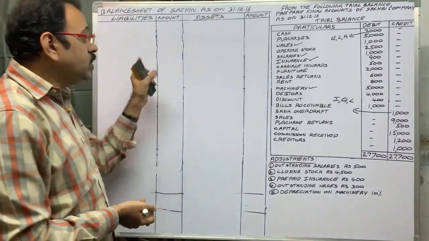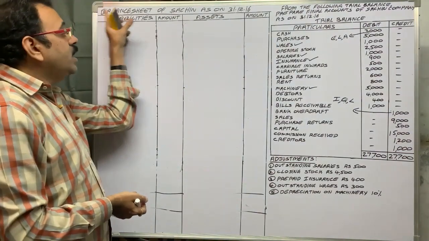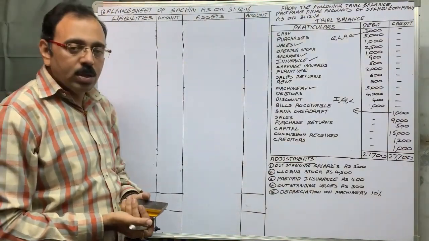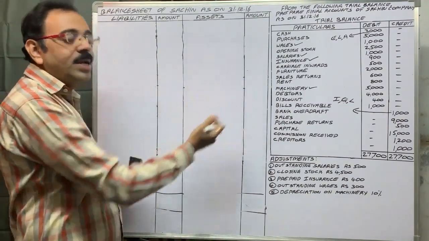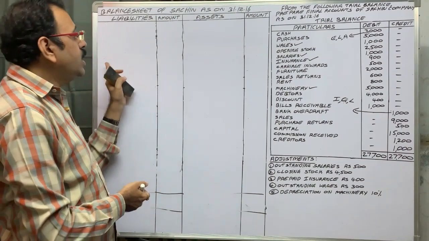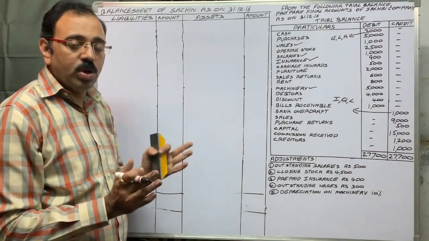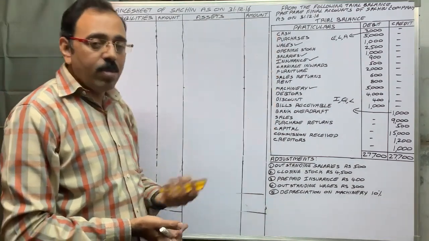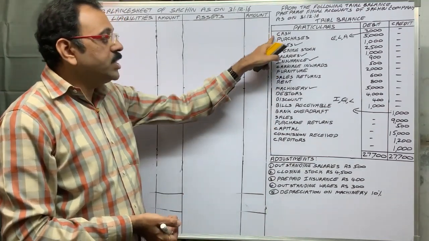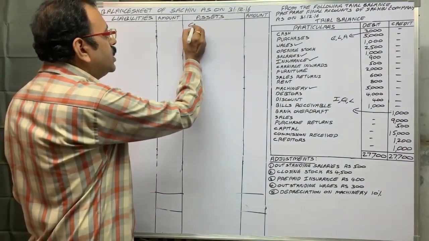Then, this is not an account. That is why I have not written DR, CR symbols. So don't call this side as debit side or credit side. Liability side and asset side. These words only we should use. Now let us see the trial balance again. Cash is an asset. So write down in asset side.